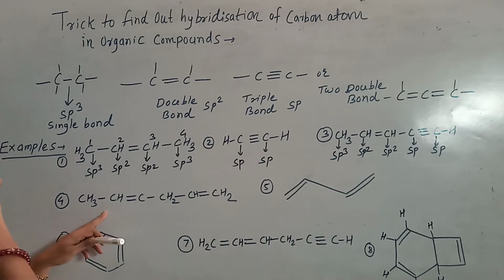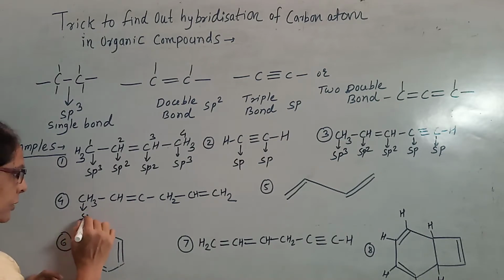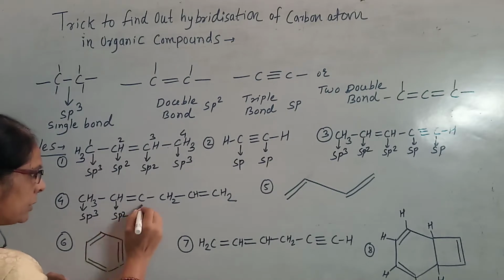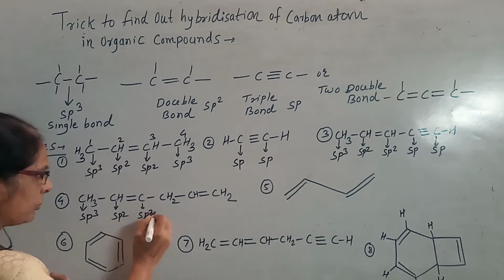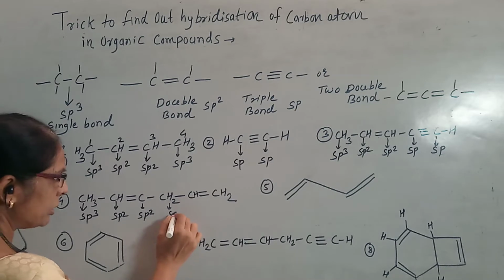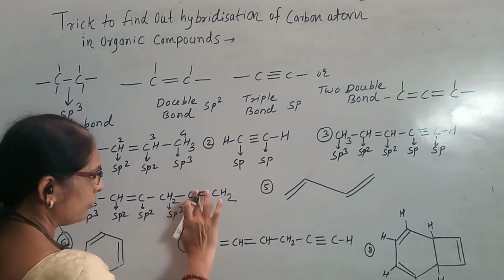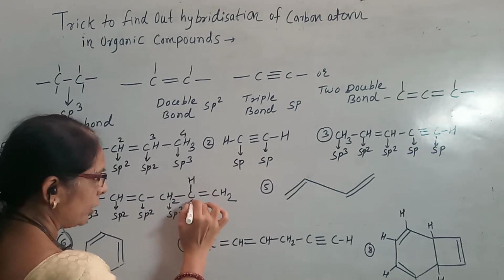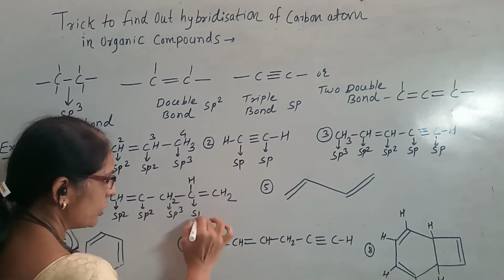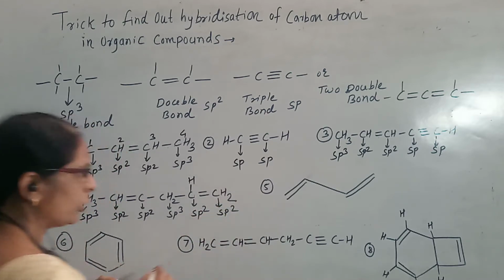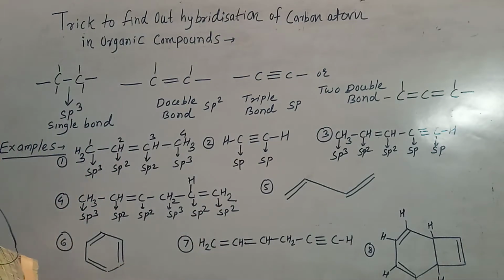Suppose you consider the next example. In this example, look here again, this is sp3 hybridized, single bonded. It is bonded to one double bond, so sp2 hybridized. This is sp2 hybridized. This is sp3 hybridized because on both sides there are single bonds. Suppose I consider it this way, it is attached to one double bond, so it is sp2. This is attached to one double bond, so it is sp2. In this way, we can write the hybridization of each carbon atom.